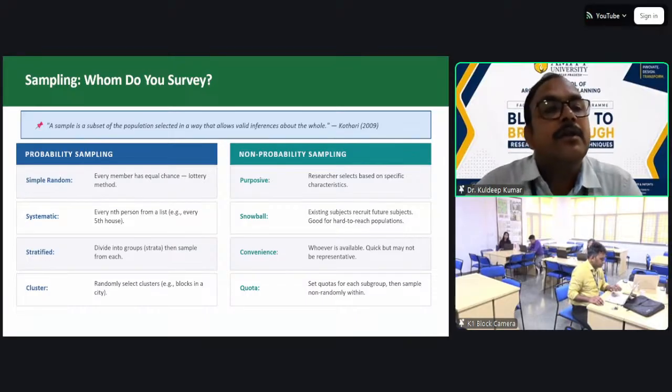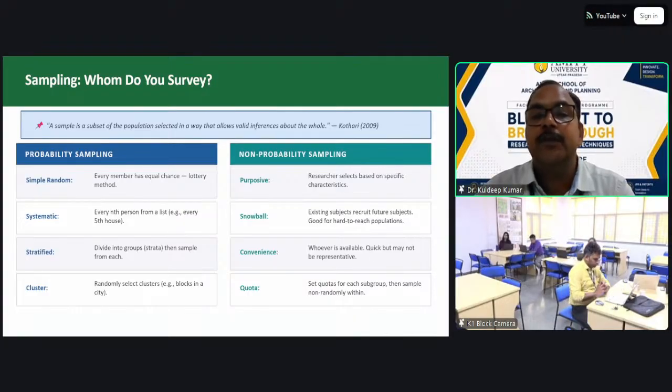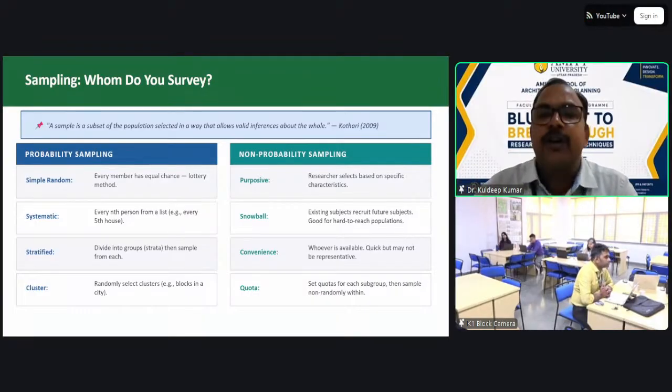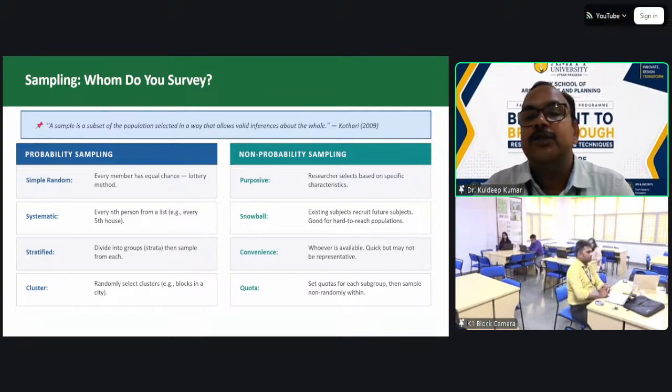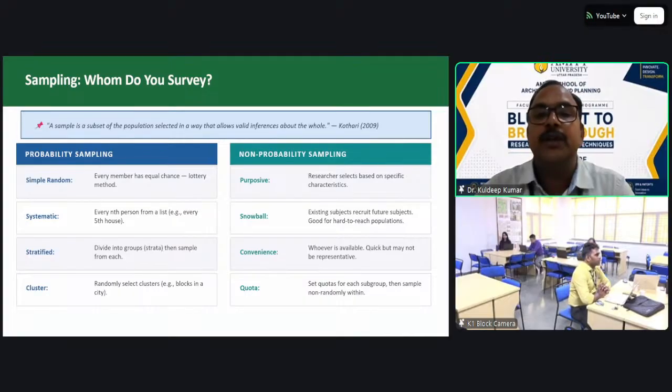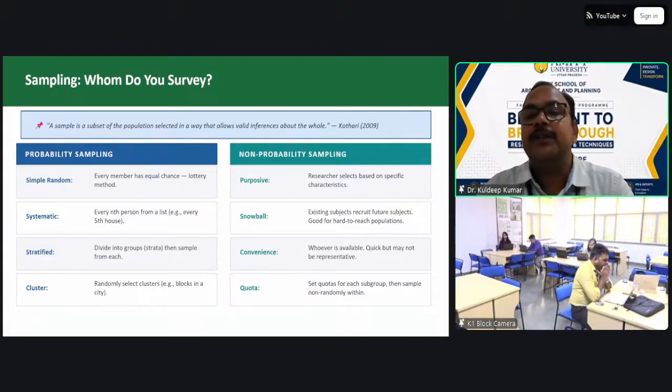Now let's see the types of probability sampling. Number one is simple random sampling. Here, every individual has an equal chance of selection. It's a kind of lottery method, so it is best for a small accessible population. Second is systematic sampling. We select every nth person from the list, such as selecting every fifth house on a street for a survey. It's simple and structured as well.